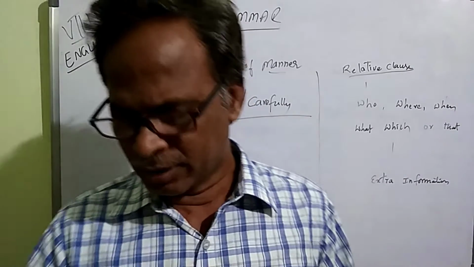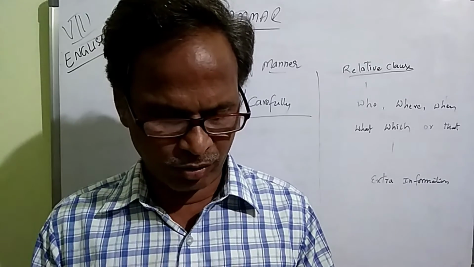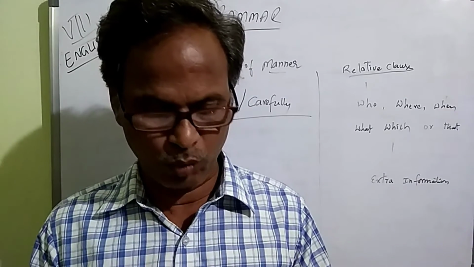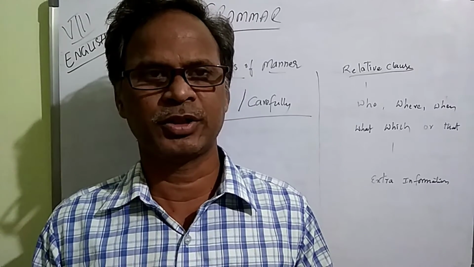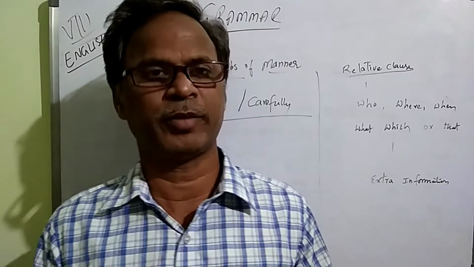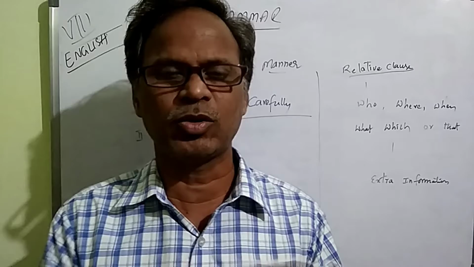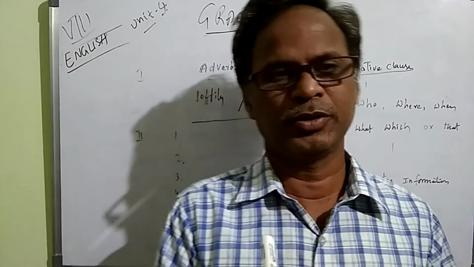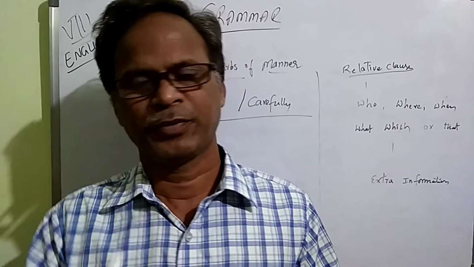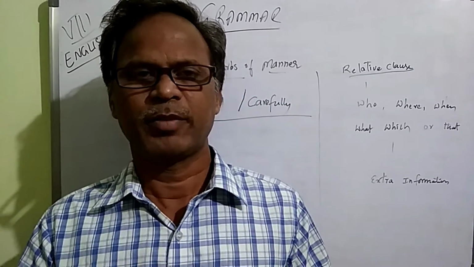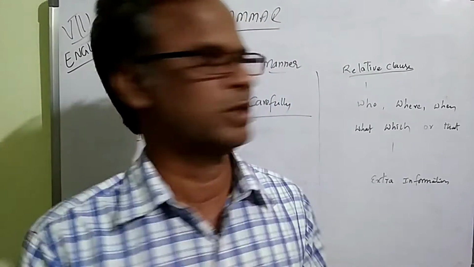And here the connecting words are which, that, where, and sometimes who will come, that is also used. These words are used to connect and to give extra information. The words used, that, which, where, what, are all subordinate clauses only, but they give some extra information. So these are called relative clauses.